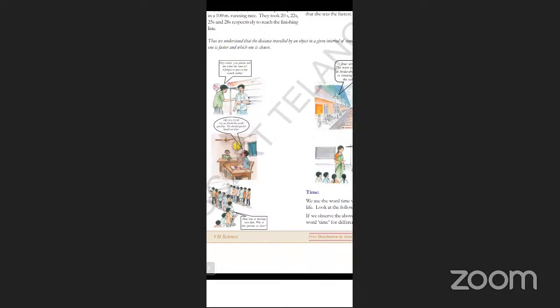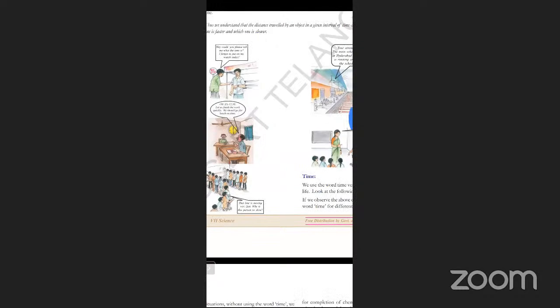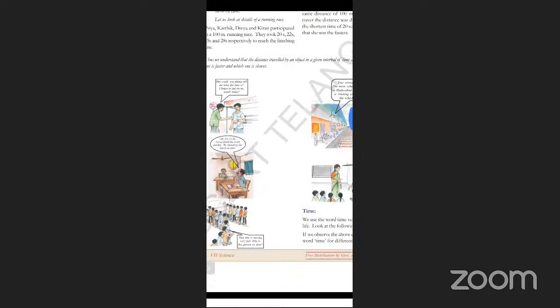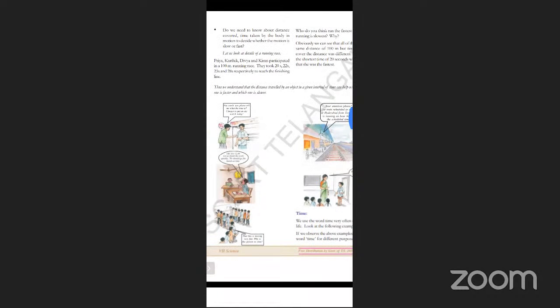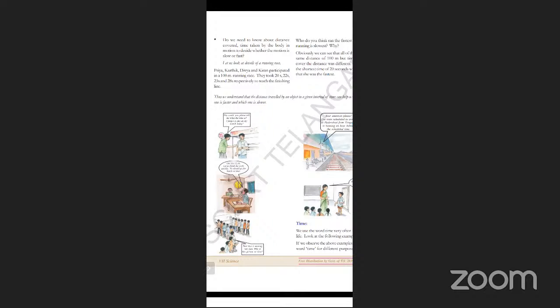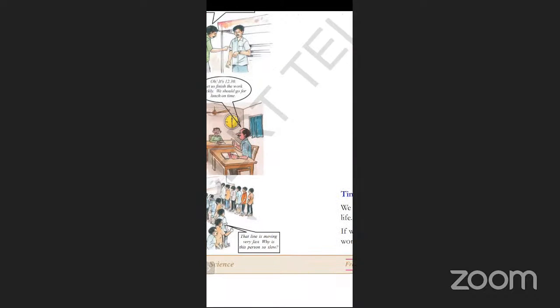Suppose I want to discuss one activity with you. Suppose there is a running race in the school. Children, all of you listen carefully. Everybody sit straight and listen. There is a running race in the school between so many members, like 5 members, 10 members, they will conduct. Am I clear?